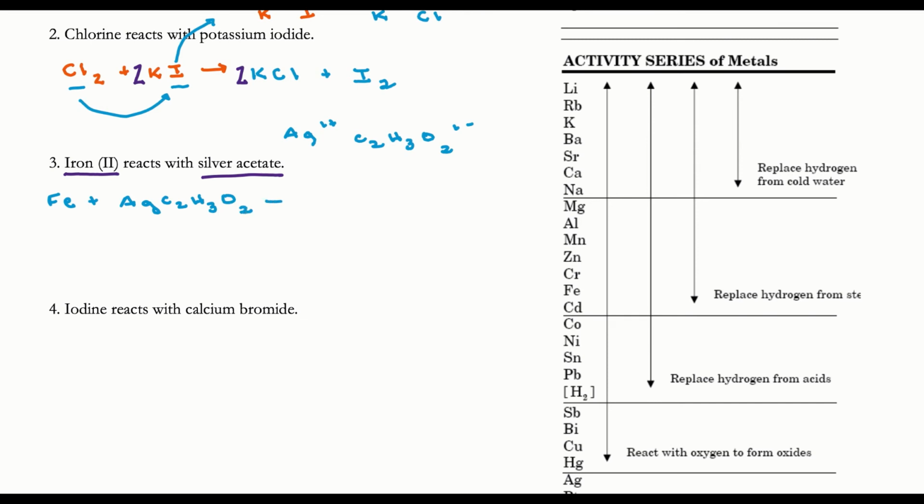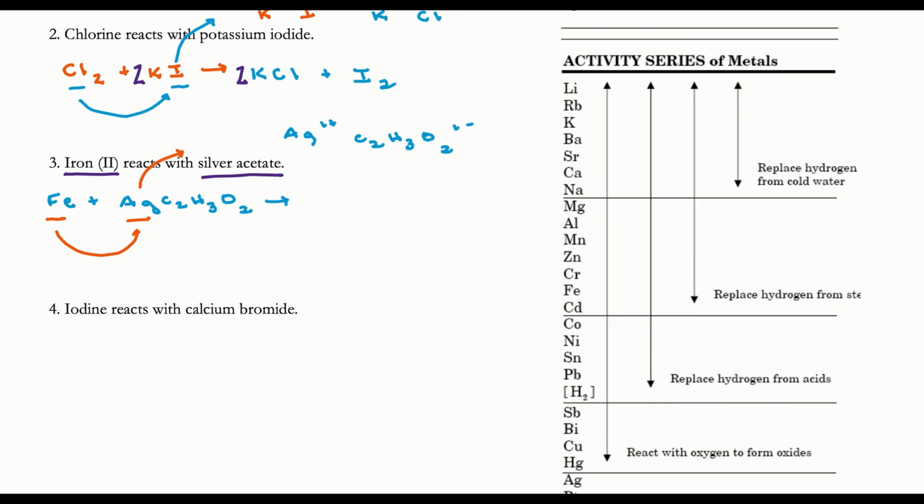Iron, remember, has a positive charge when it forms an ion, so it is going to kick out another positively charged ion if it can. Let's see if it can. It's got to be higher on the activity series. Well, iron is here on the activity series. Silver is all the way down here. So that reaction does in fact take place. So iron will kick out silver.